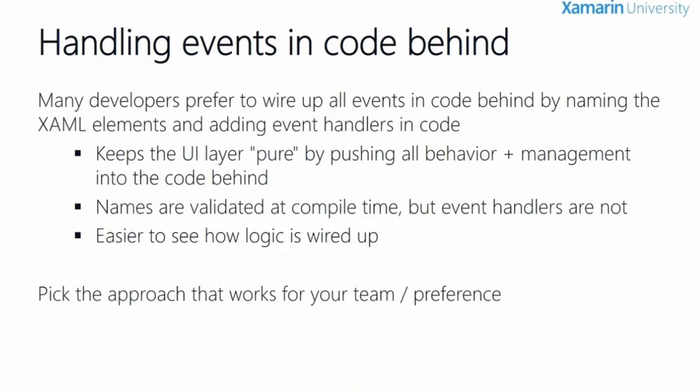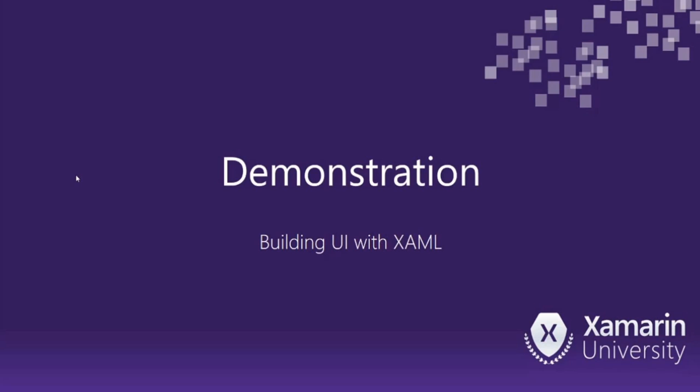For example, if I accidentally remove the event inside of XAML, I wouldn't know that there was a problem until I ran the application. Whereas if I did something similar in code, I would definitely get a compile time error. So now we're going to go ahead and do our next demo where we're going to finish building our UI using XAML.